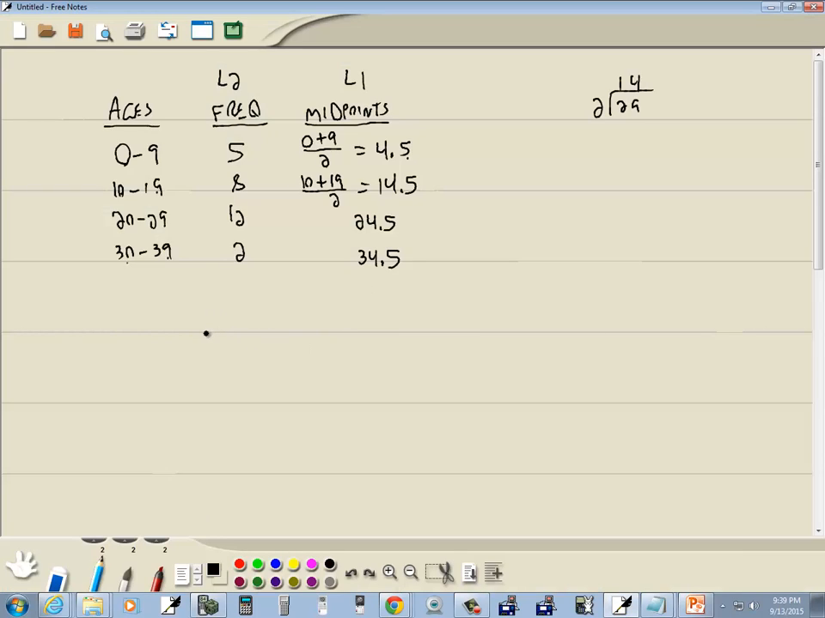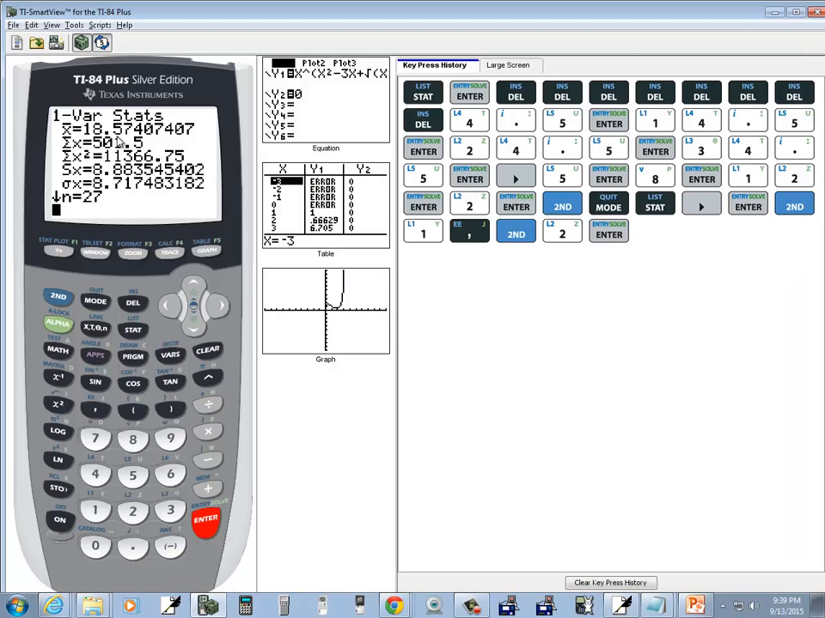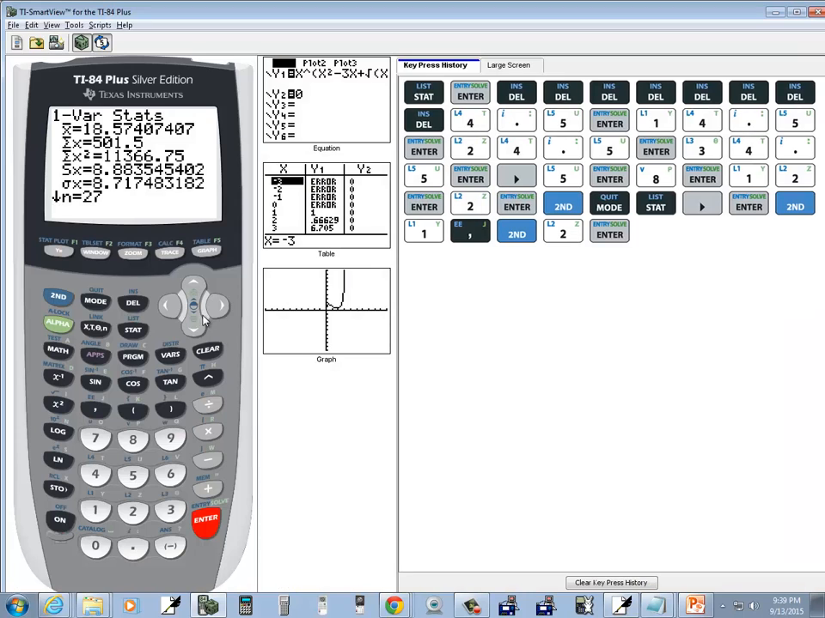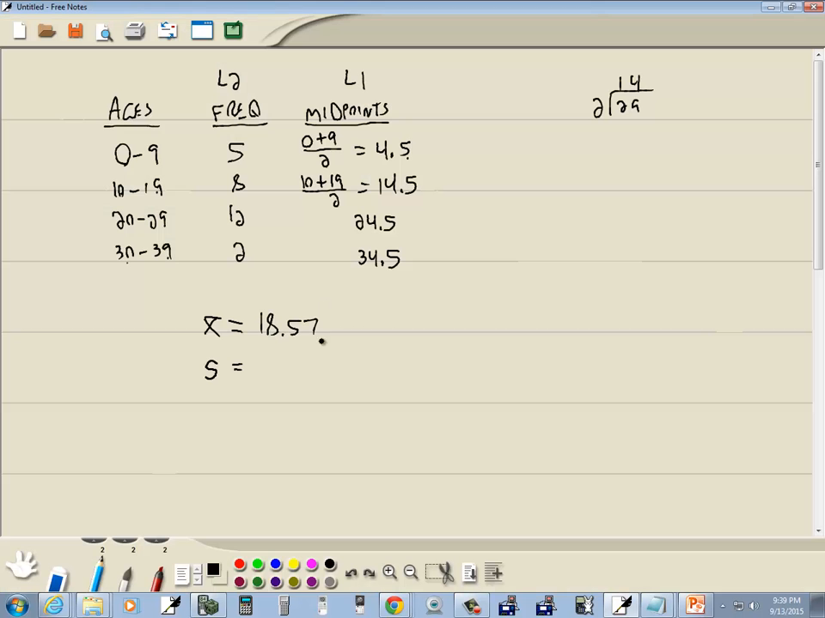Okay, so we want to find our sample mean, which to two decimal places would be 18.57. And we wanted to find our sample standard deviation. Sample standard deviation, that's S, which is 8.88.